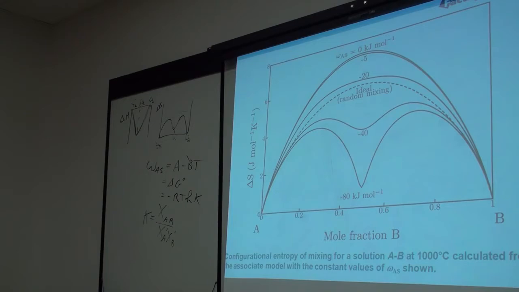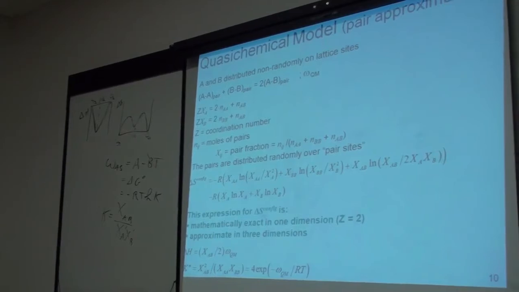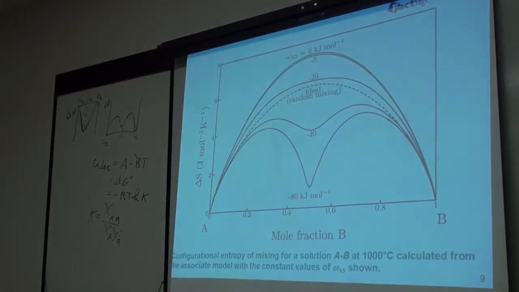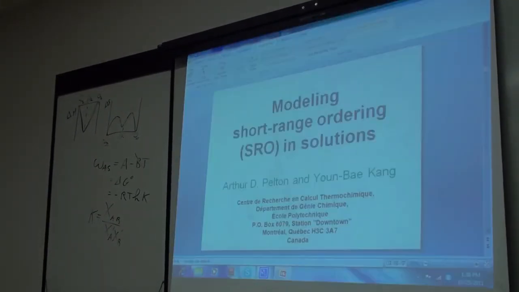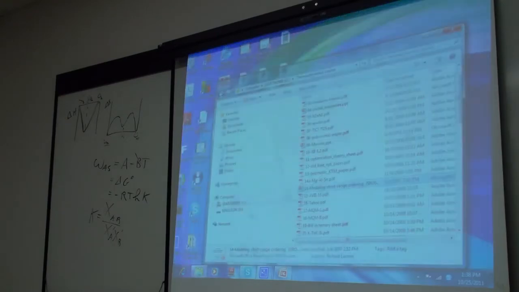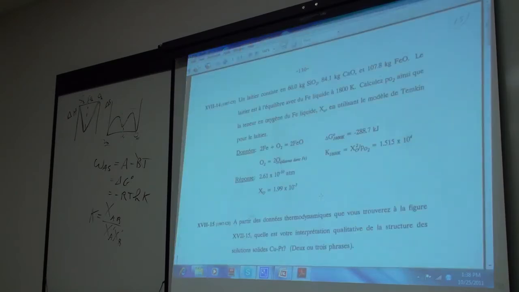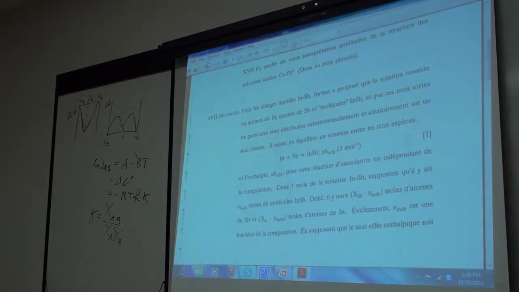But most liquids that people treat with the associate model, there's absolutely no evidence whatsoever that they consist of molecules. They consist of just preferential nearest pairs. Okay, oh sorry, then I was going to have you do some homework problem, which was actually 17, 16. This is just to do it.